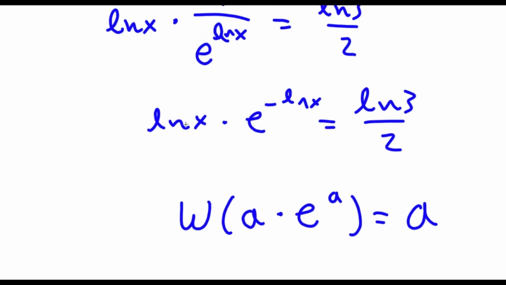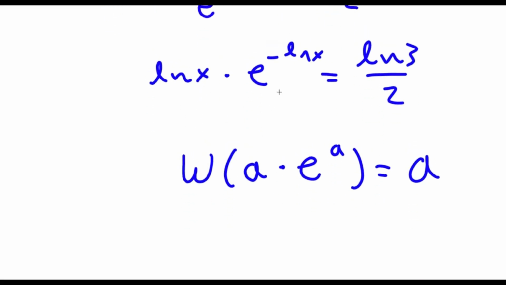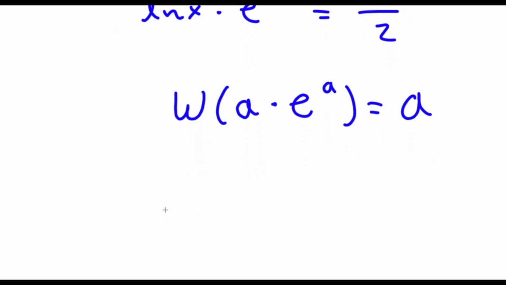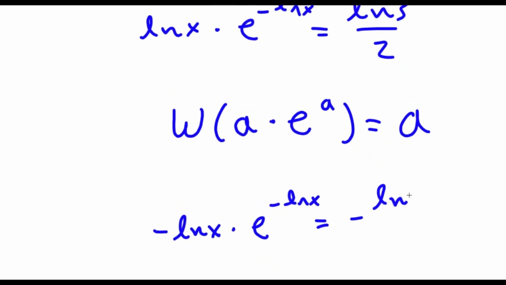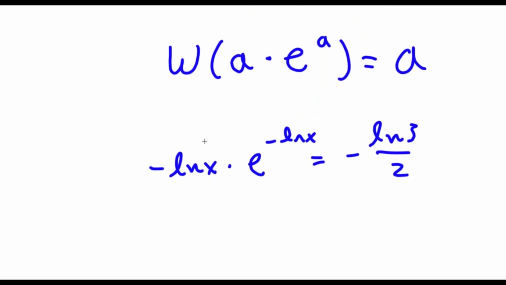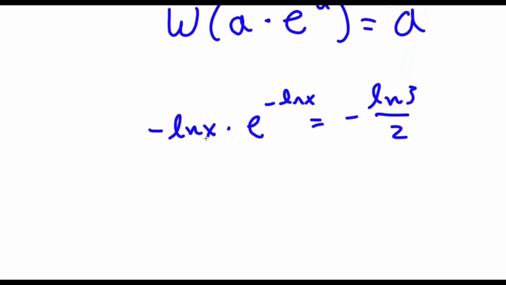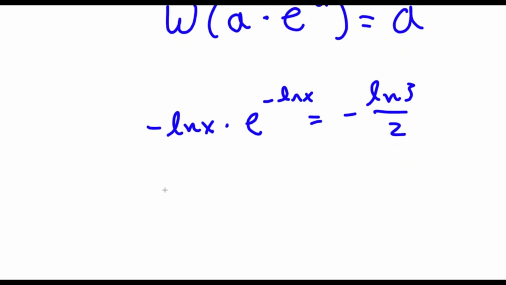So in this case, as you can see, a, we have ln x and we have negative ln x. And to use this property, these two need to be the same. So what I'm going to do is I'm going to multiply both sides by negative 1. So now I have negative ln x times e to the power of negative ln x is equal to negative ln 3 over 2. And now, as you can see, both a's are the same. And now we can go ahead and take the W-Lambert function on both sides.